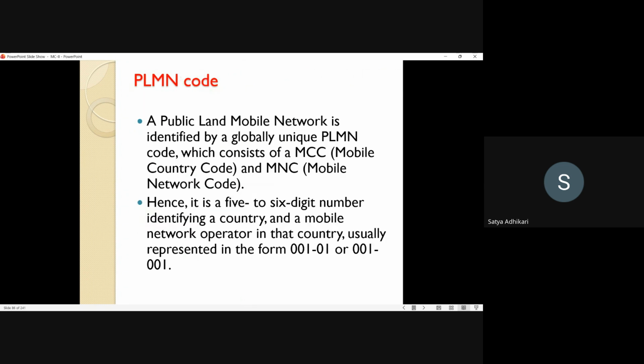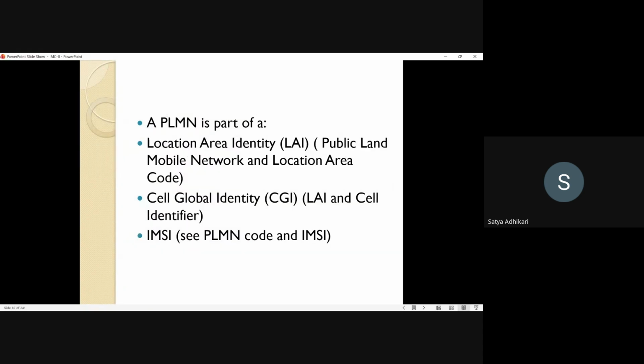A public land mobile network is identified by a globally unique PLMN code, which consists of an MCC, mobile country code, and MNC, mobile network code. Hence, it is a 5 to 6 digit number identifying a country and a mobile network operator in the country, usually represented in the form 00101 or 001. A PLMN is a part of a location area identity, public land mobile network and location area code. Cell global identity CGI, IMSI, and PLMN are the other codes.